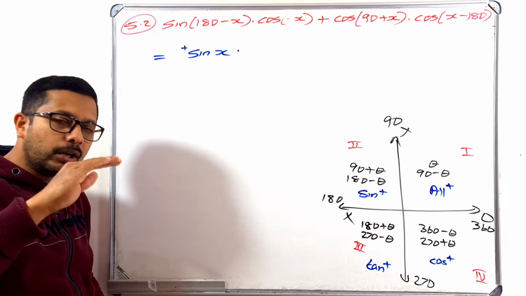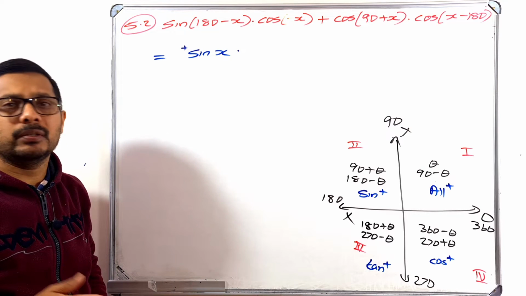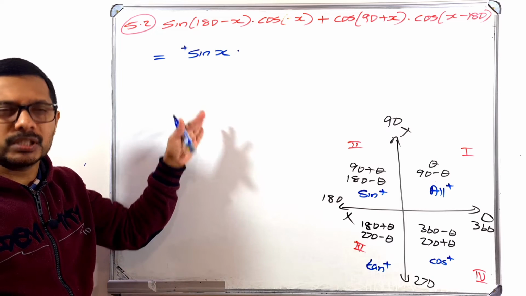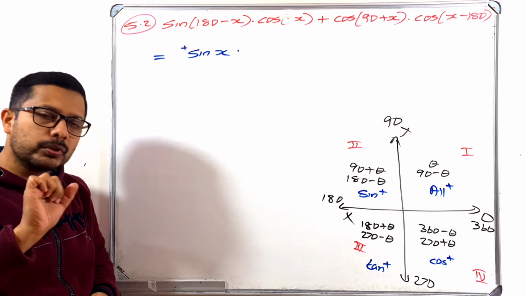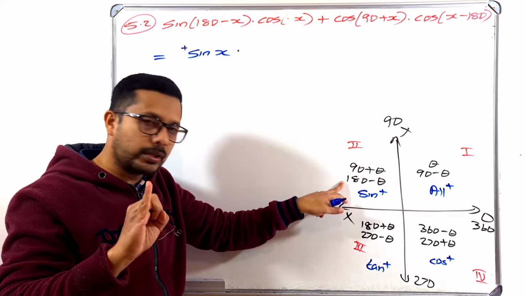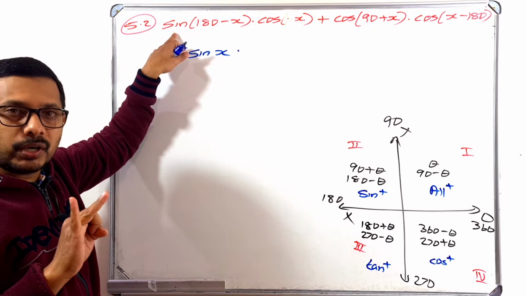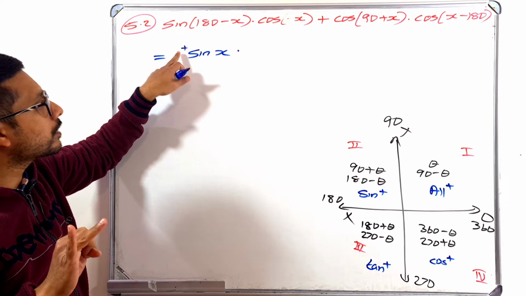So you have to ask yourself like that, then you won't make a mistake in this one. This type of question is very easy, but just follow that method. 180 minus x is in which quadrant? Second quadrant. In the second quadrant, what is positive? Sine is positive. So sine is positive.